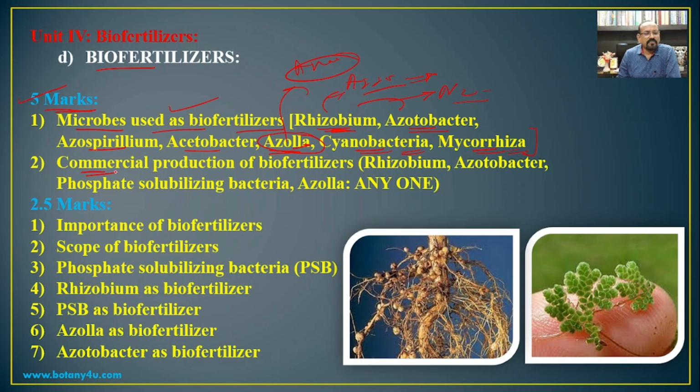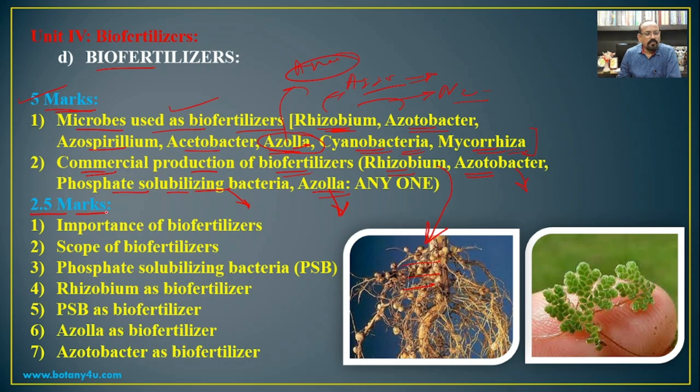Then the second 5-mark question on biofertilizers is the commercial production of biofertilizers. This question may be on Rhizobium or Azotobacter or phosphate solubilizing bacteria or Azolla. As we have seen, Rhizobium forms root nodules on leguminous plants. Azotobacter is a free living nitrogen fixing bacteria. Phosphate solubilizing bacteria are involved in the solubilization of phosphates. Azolla is for nitrogen fixation.